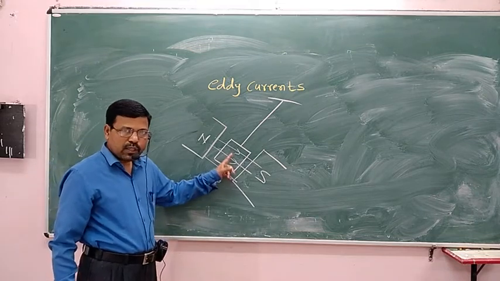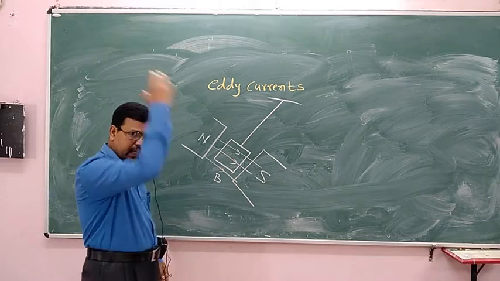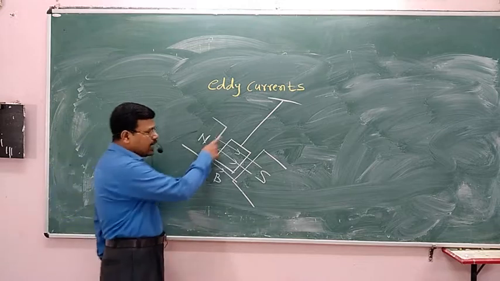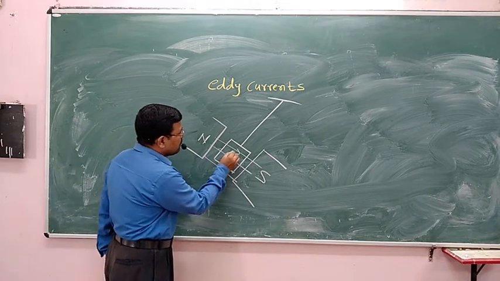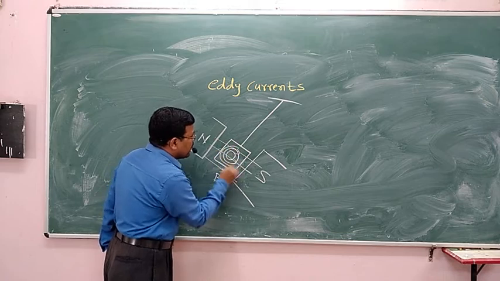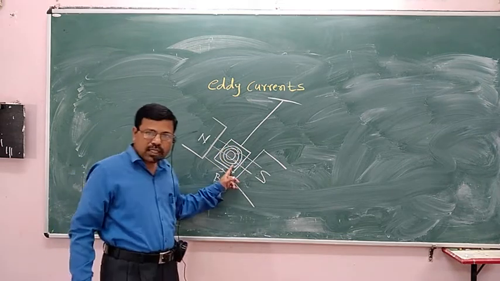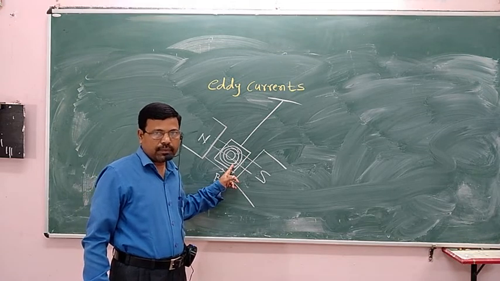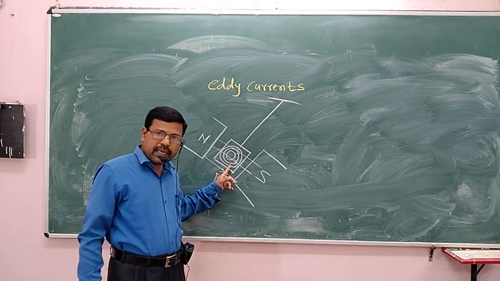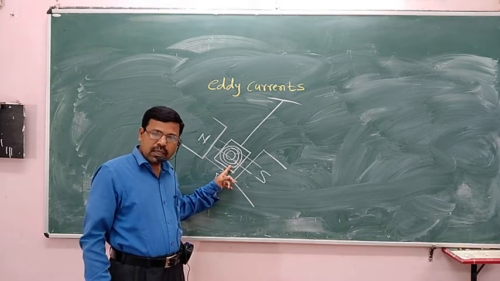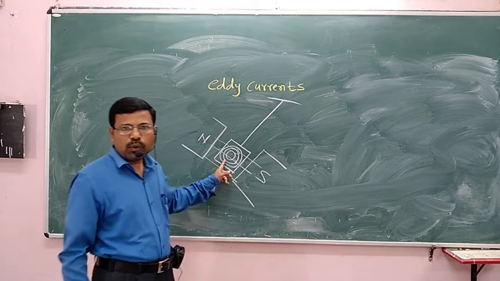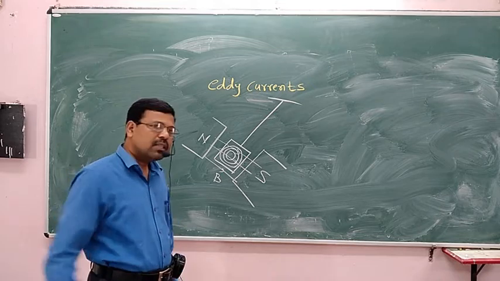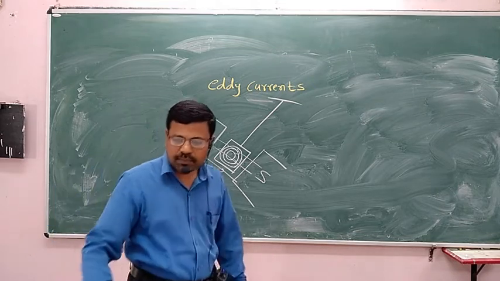Whenever this metallic plate is oscillating between the two poles of a magnet, in the body of the metallic plate some circulating currents are produced. These circulating currents are known as eddy currents. The eddy currents oppose the motion of the conductor. Therefore, this conductor will have a damping motion. After some time, this conductor will come to rest.